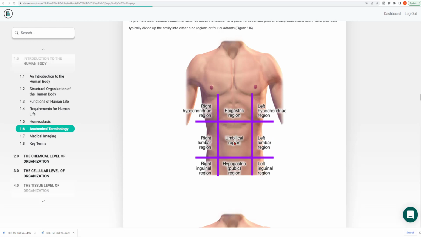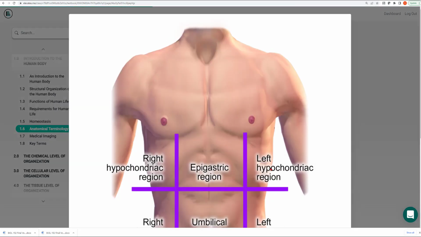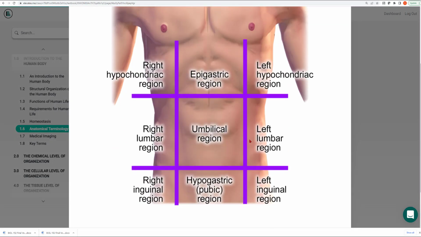Lateral to the umbilical region, you have the left and right lumbar regions, right? Left and right lumbar regions. Some books will also call that flanks. Let me make it larger. This is also called your flank regions in some books, okay?